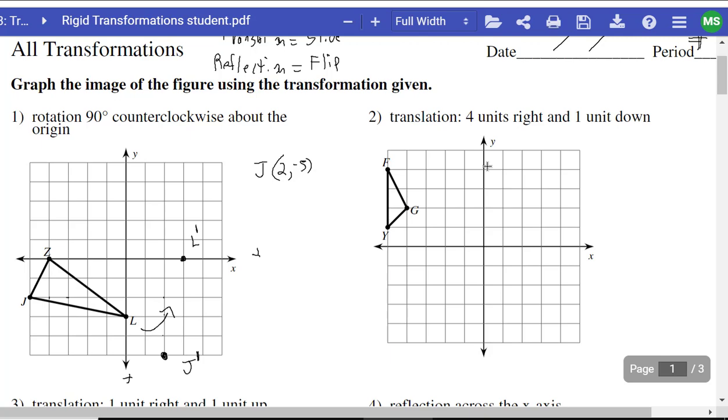And then my last one, if I turn my head, here's my origin right here, and I'm going to go down 1, 2, 3, 4. Z prime is going to go 1, 2, 3, 4 right here. Z prime. And so now I can just connect the dots. So this is a 90-degree counterclockwise rotation about the origin.